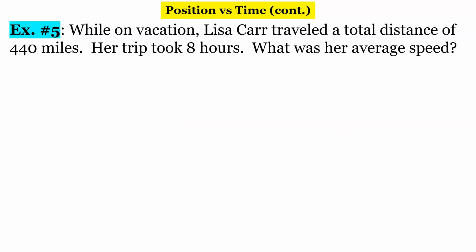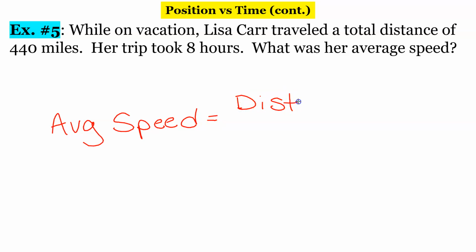So here's an example. It says, while on vacation, Lisa Carr traveled a total distance of 440 miles. Her trip took 8 hours. What was her average speed? So the formula for average speed is distance divided by time.